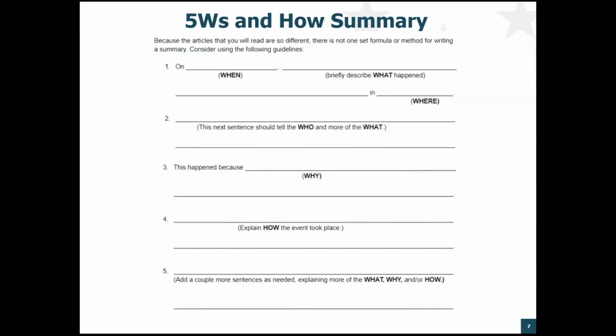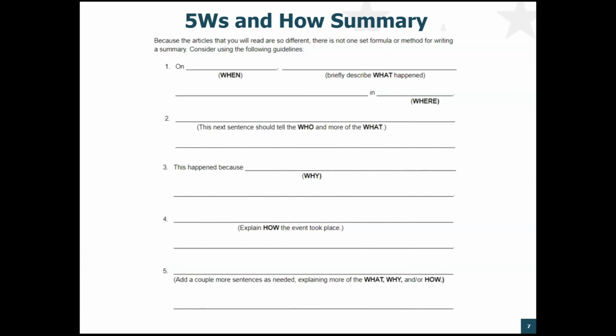Because the articles you will read are so different, there's not one set formula or method for writing a summary. Here's one guideline. You might say "on" and then say when things were taking place, briefly described what happened and where. The next sentence could tell us about who or more of the what. You might connect those ideas by saying "this happened because" and give the why. Then you might explain how the events took place, and then you might add a couple more sentences as needed, explaining more of the what, why, and the how.